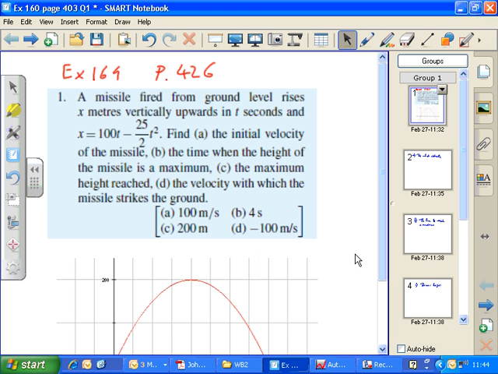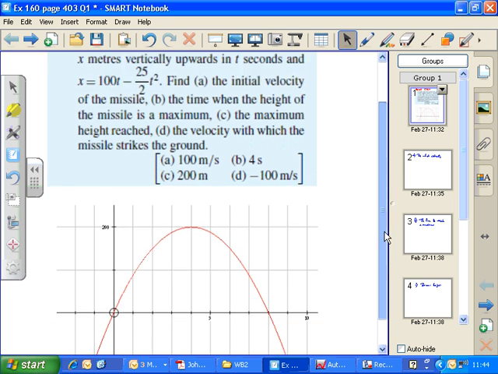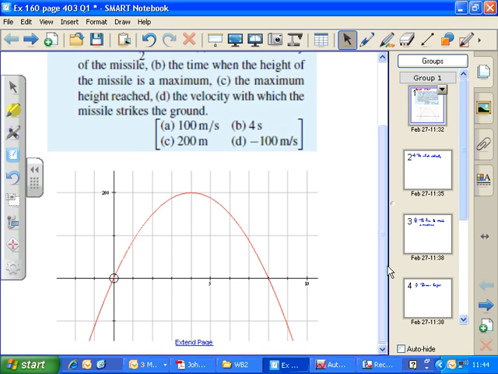Okay, exercise 169, page 426 in the new text. This is about a missile fired from the ground, and I've sketched underneath the question what a graph of distance against time for this missile looks like. This is not showing distance travelled on the x-axis, so it's not showing the path of the missile, but it's showing how the height varies with time.